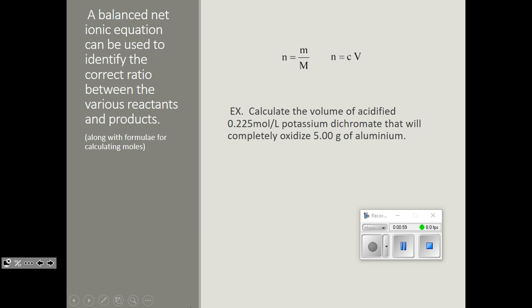Now at the top there, I just repeated a couple of the mole formulas. Since we've used them already this year, hopefully this is not news to you that there are two ways we can calculate moles. But those two will be applicable anytime we're doing a redox stoichiometry question. So we'll do an example, and in the example, we'll just repeat one more time balancing redox reactions, and then do some stoichiometry.